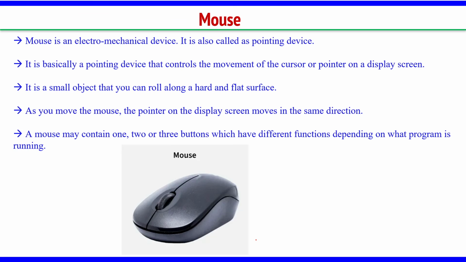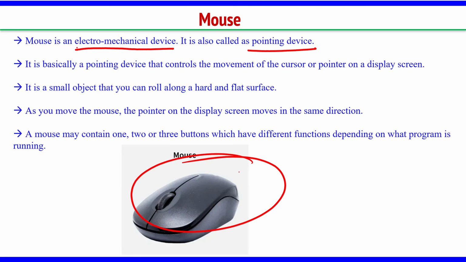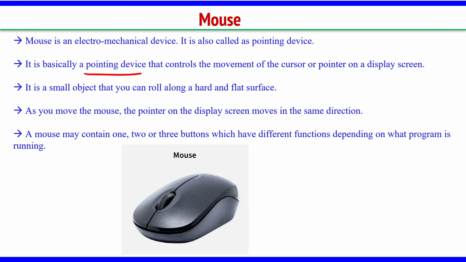Okay, so the next input device is mouse. We said we have 2 input devices, keyboard and mouse are popular. Along with that we have some other input devices. So the next one is mouse. Mouse is an electromechanical device. Remember this, electromechanical device. It's also called a pointing device. You might have seen this while filling an application or using a computer. I think this is well known to you. It is basically a pointing device that controls the movement of the cursor or pointer on the display screen. So on the screen, if you want to move something, you have to use this mouse.